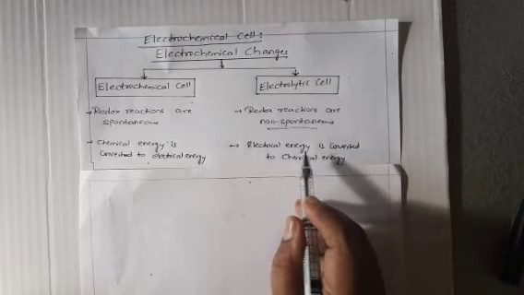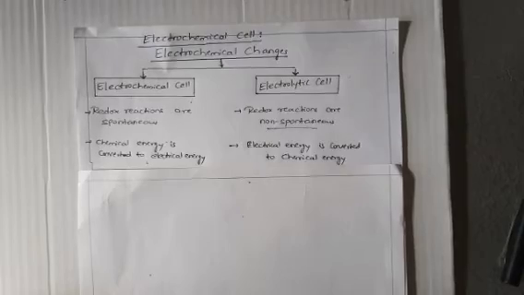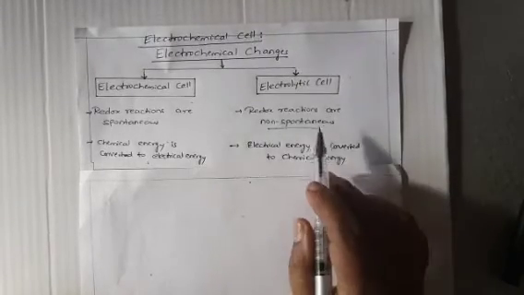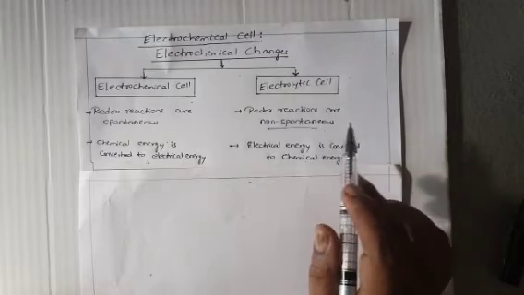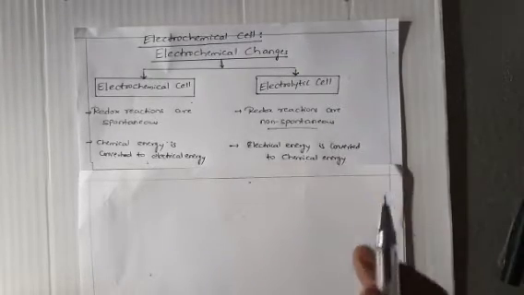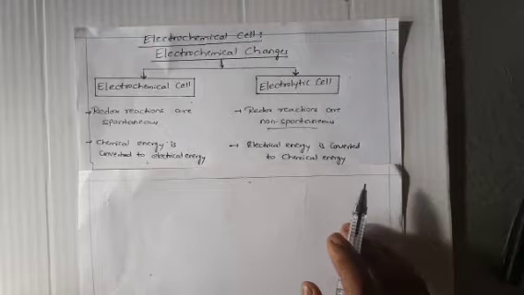This is electrolytic cell. In this electrolytic cell, energy is provided from outside for the redox reaction to occur. Okay, energy is provided from the outside.